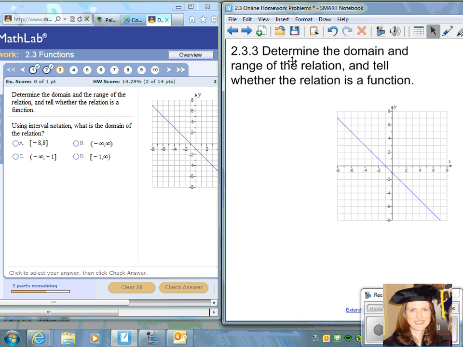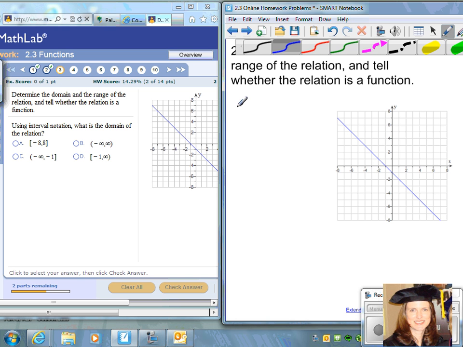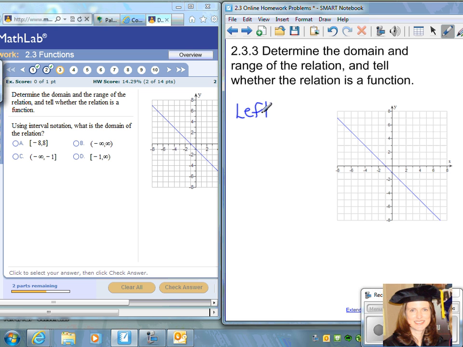Number 3, determine the domain and range of the relation and tell whether the relation is a function. When you're looking at a graph and trying to decide what the domain is, look at how far to the left the graph goes and how far to the right the graph goes. Again, this is how we can talk about our domain. In this graph, the values continue forever to the left. This is a line that's going to continue forever. So forever to the left is negative infinity. And this graph is going to continue to the right. So forever to the right is positive infinity.